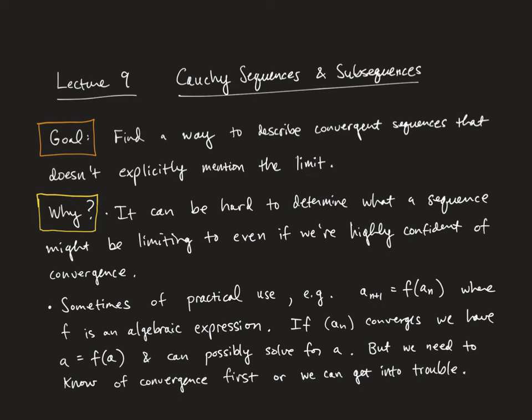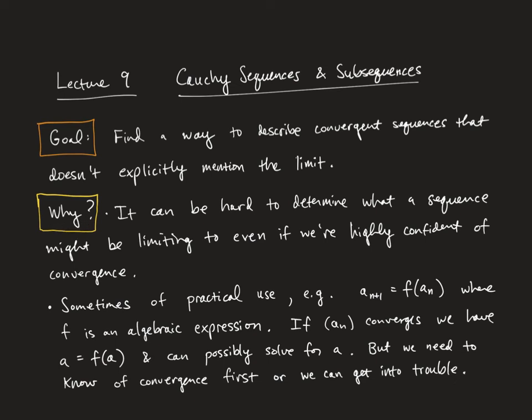So in our current definition of a convergent sequence, the criterion for that is explicitly in terms of the limit A, right? We need to know the limit A to say that the sequence is getting arbitrarily close to that limit in order to say that the sequence converges. We would like a way of describing a convergent sequence that doesn't explicitly mention that limit A.